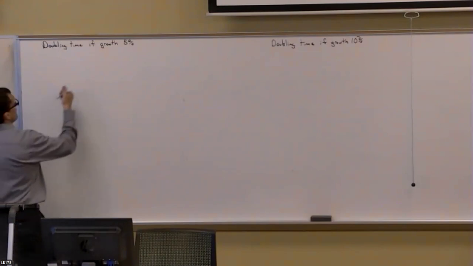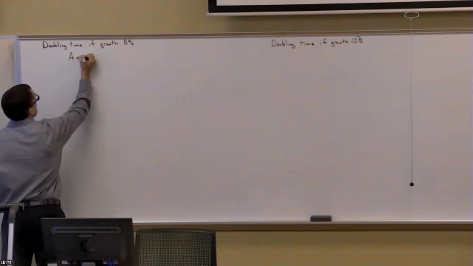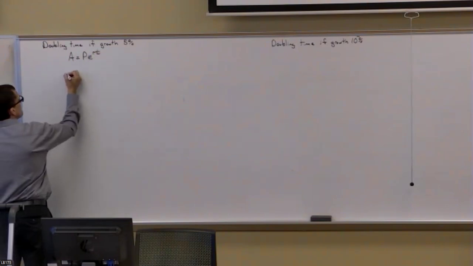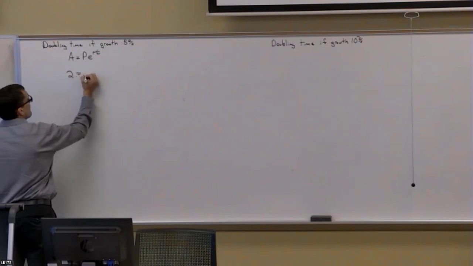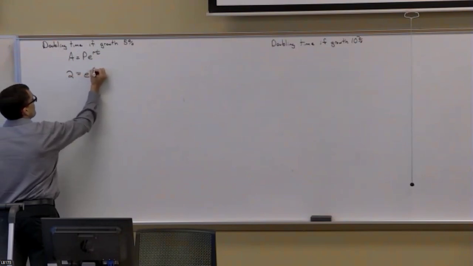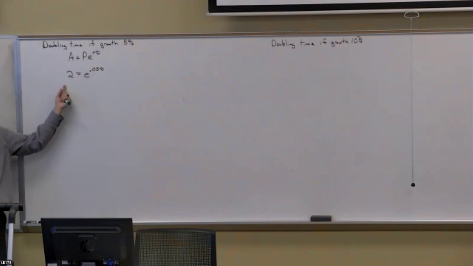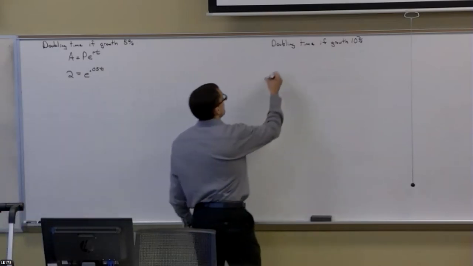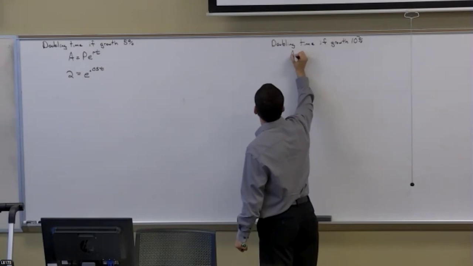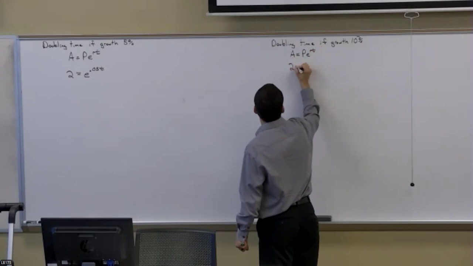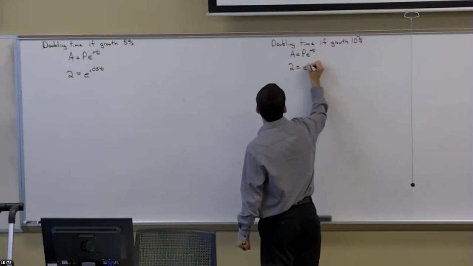So this is compounding continually. It's asking for the doubling time if the rate is 5%. I don't need to put P and 2P, I can just put 2 and 1, leave the 1 off. And this is the doubling time if the rate is 10%.